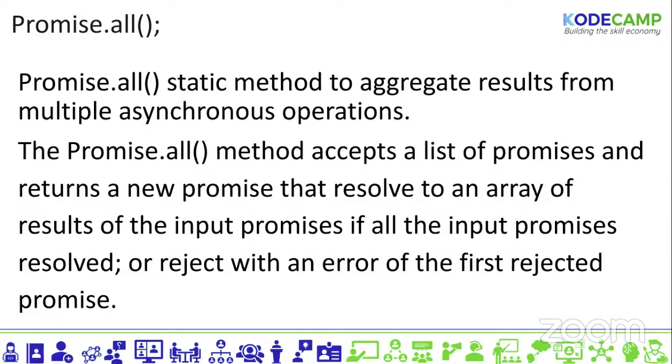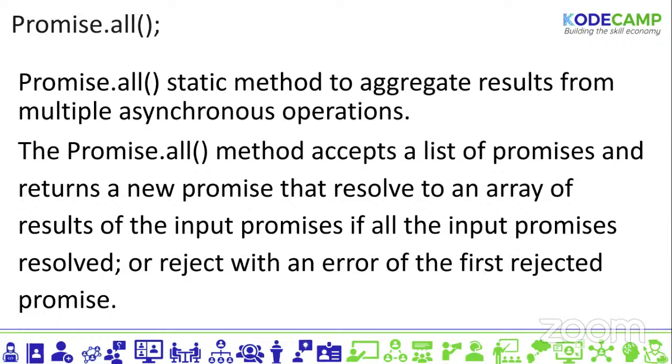So I'll show you how this works very soon. The promise.all method accepts a list of promises and returns a new promise that resolves to an array of results of the input promises, if all the input promises resolve, or rejects with the error of the first rejected promise.